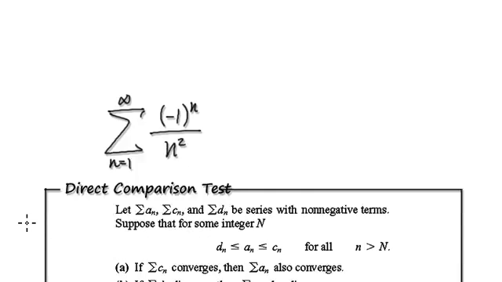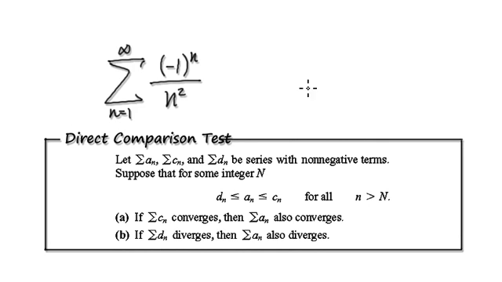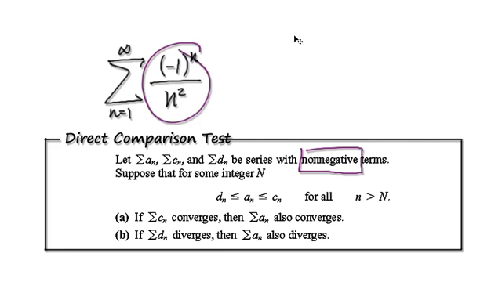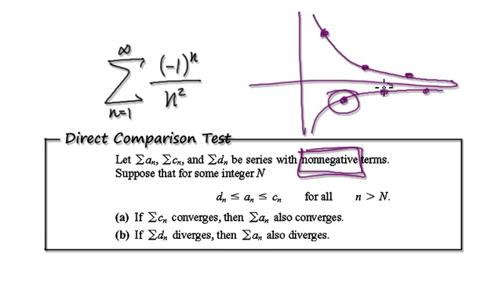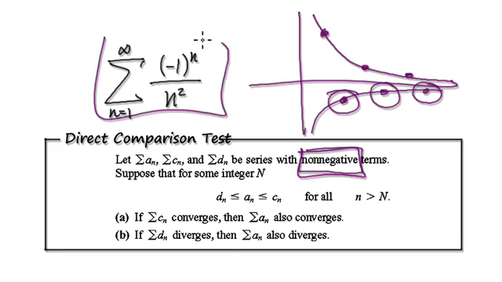Okay, so if you look at the direct comparison test, it requires you to have non-negative terms. So if you look at this, one over x squared will look something like this. And then if you look at the negative version, it's like this. So if you look at this series, you've got positive, negative, positive, negative, positive, negative, and so on. It requires it to be non-negative. You've got a negative here, you've got a negative, and a negative, and so on. So the direct comparison test won't work for this series.